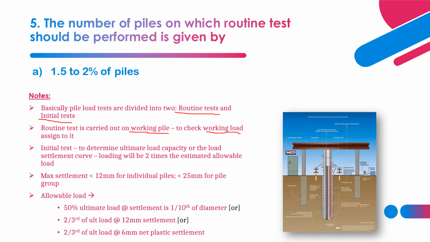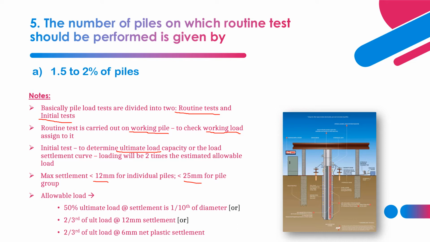What is an initial test? Initial test is to determine the ultimate load carrying capacity or the load settlement curve, or we can say the PDL curve. Loading will be 2 times the estimated allowable load. So what loading do we have to give in case of initial test to determine ultimate load? It shall be 2 times the estimated allowable load. And the maximum settlement shall not be greater than 12 mm for individual piles. In case of pile group, it can be 25 mm.